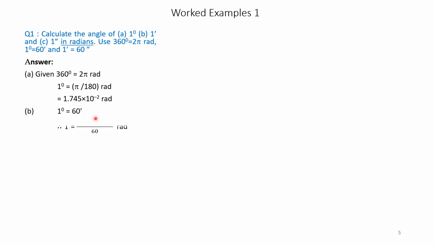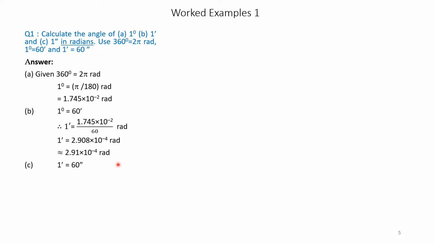And part B, we will take 1 degree as 60 minutes. Therefore, 1 minute will be equal to 1.745 into 10 to the power of minus 2 radians divided by 60. This value we have taken from part A. Simplifying, we get 1 minute equal to 2.908 into 10 to the power of minus 4 radians. That is approximately equal to 2.91 into 10 to the power of minus 4 radians.